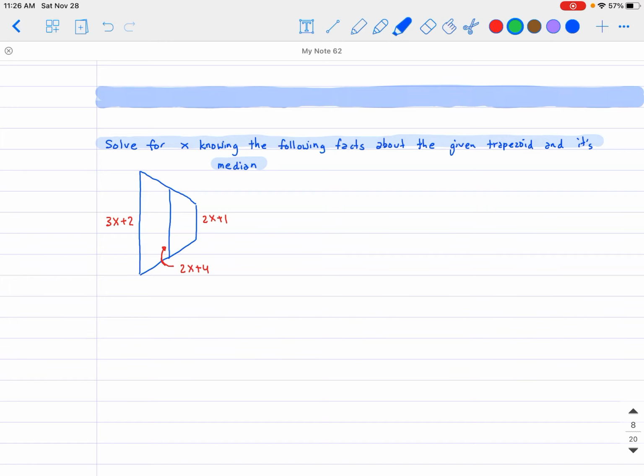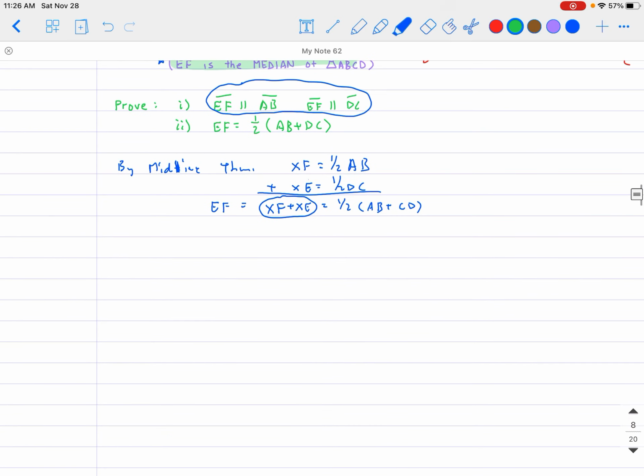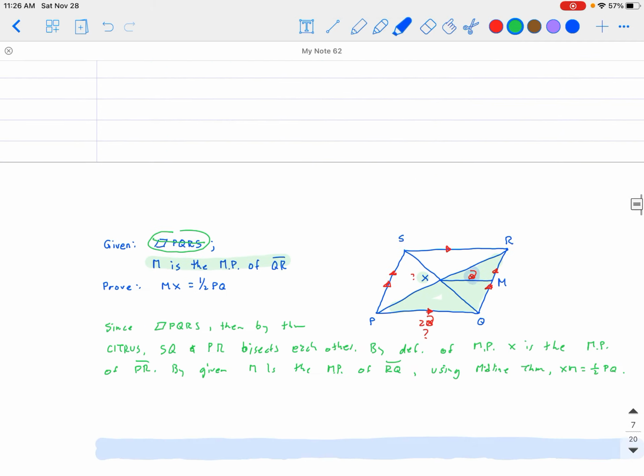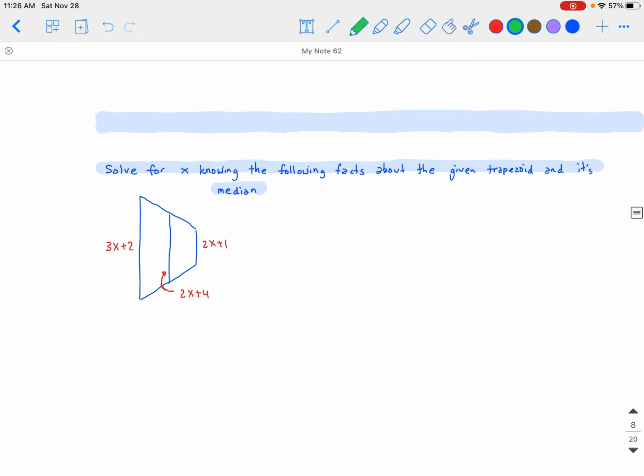Well, according to the midline theorem for a trapezoid, if you remember from here, the median is supposed to be parallel and also be equal to the average of the two sides that are parallel. So in our case, we can do something very quick then. We can say that 2x plus 4, which is supposed to be equal to the median, is equal to half of this guy and this guy right here added together because it's the average. So 2x plus 1 and then plus 3x plus 2.